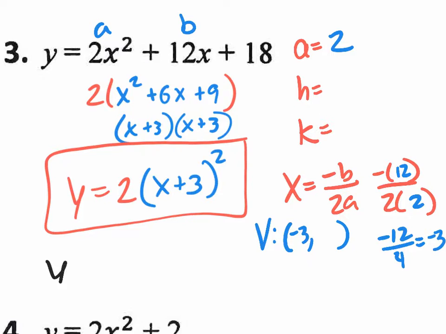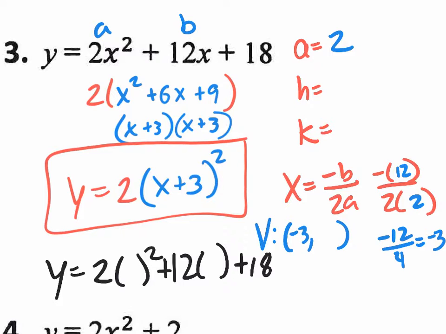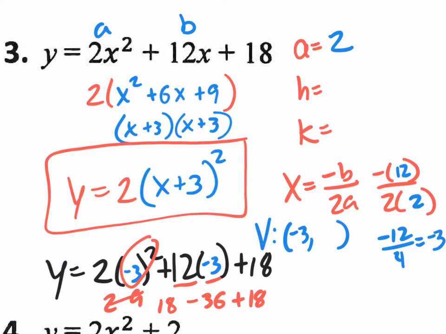So let me rewrite the whole thing. y equals 2 parentheses squared plus 12 parentheses plus 18. Let me plug in that negative 3 right in there. So when I do the math here, negative 3 squared, that's 9. 2 times 9 is 18. 12 times negative 3, that's negative 36, plus 18. And if you go from left to right, 18 take away 36, it's negative 18, plus 18 is 0. So the vertex y value is 0.